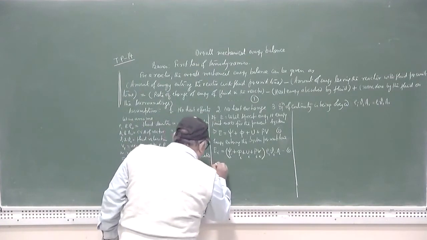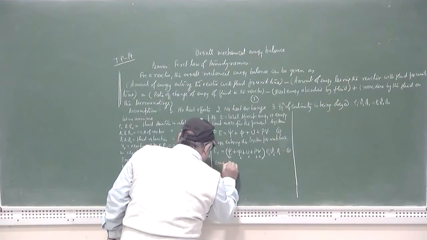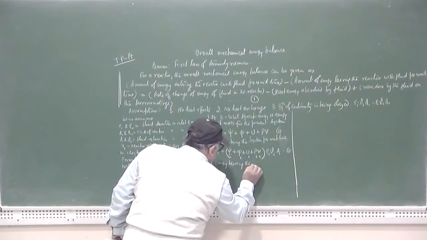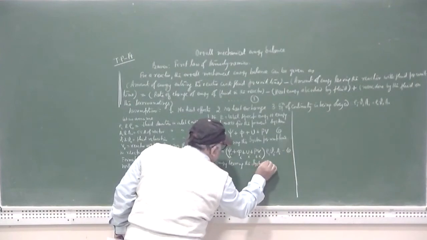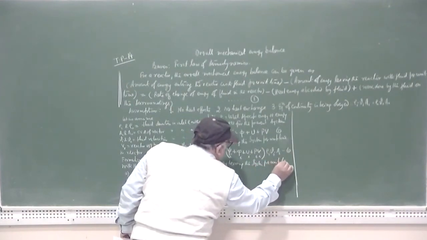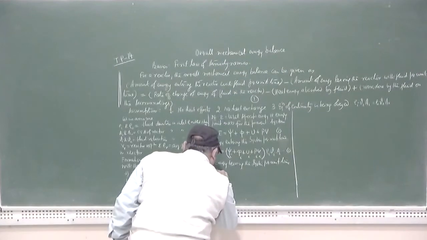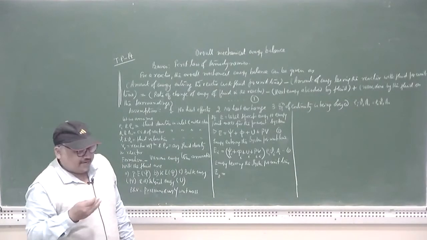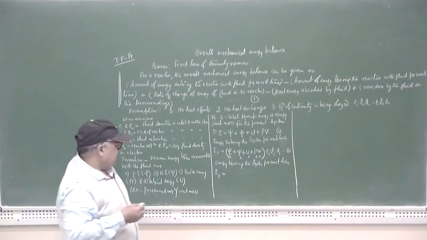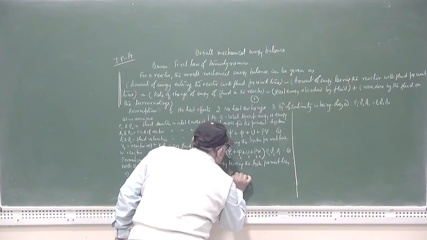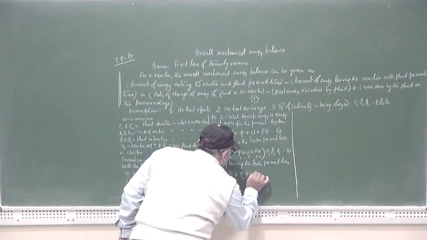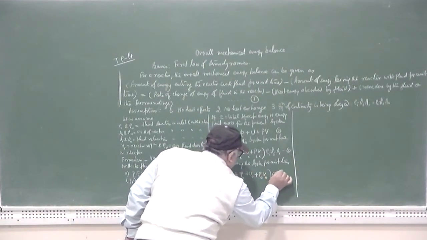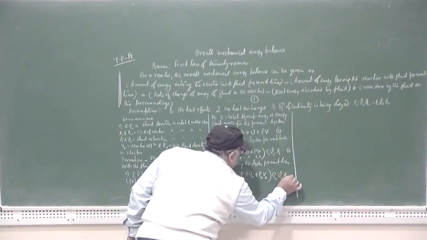Similarly, energy leaving the reactor system per unit time, that is the energy which will get dissipated by virtue of the outlet stream, should be equal to psi naught plus phi naught plus U naught plus P naught V naught, multiplied by rho naught V naught A naught. Let it be equation number 4.